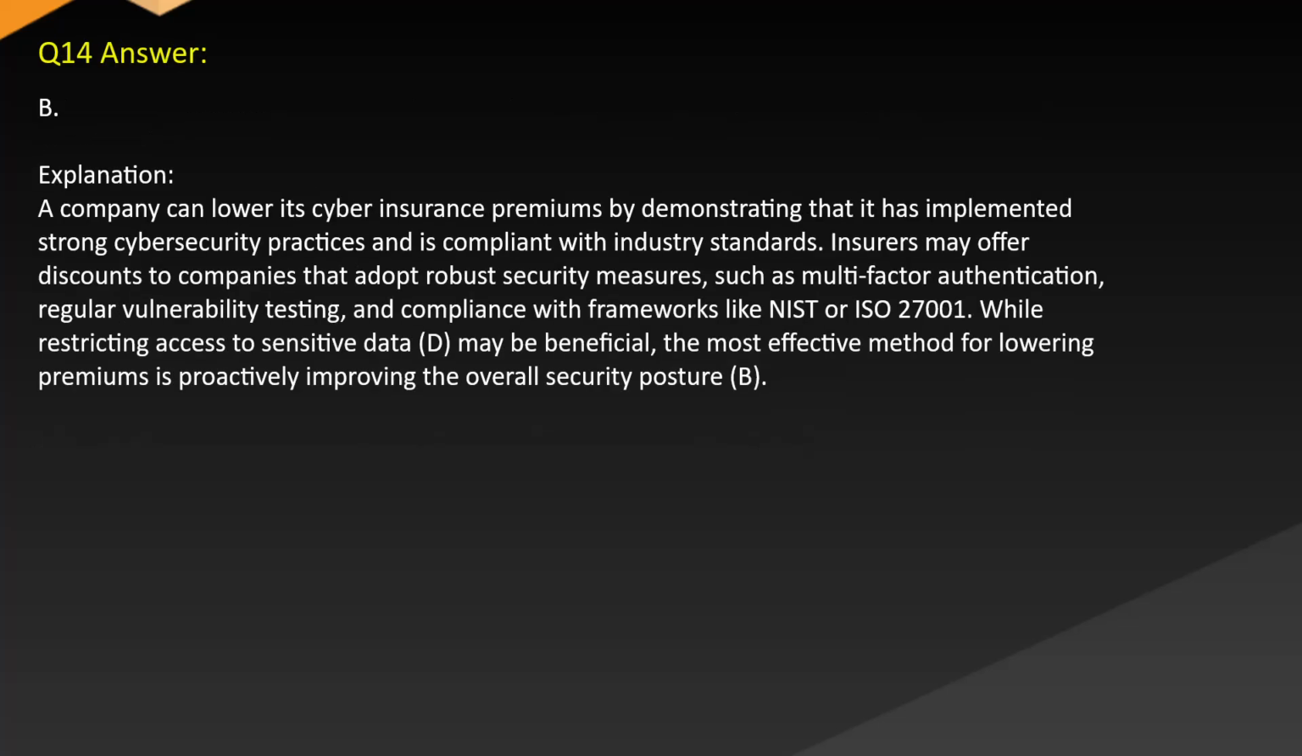Answer: B. Explanation: A company can lower its cyber insurance premiums by demonstrating that it has implemented strong cybersecurity practices and is compliant with industry standards. Insurers may offer discounts to companies that adopt robust security measures such as multi-factor authentication, regular vulnerability testing, and compliance with frameworks like NIST or ISO 27001. While restricting access to sensitive data, D, may be beneficial, the most effective method for lowering premiums is proactively improving the overall security posture. B.